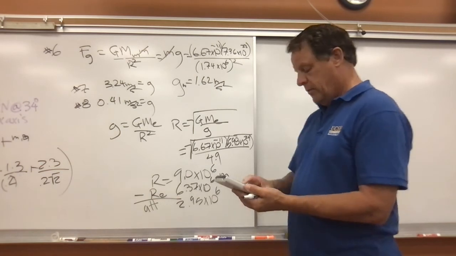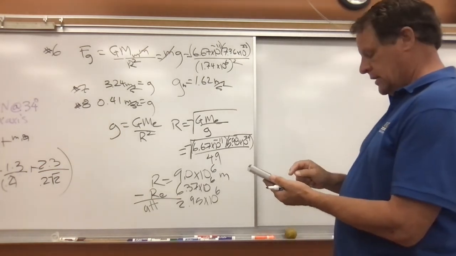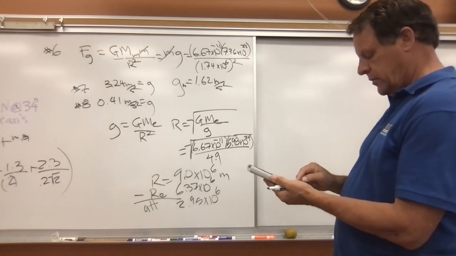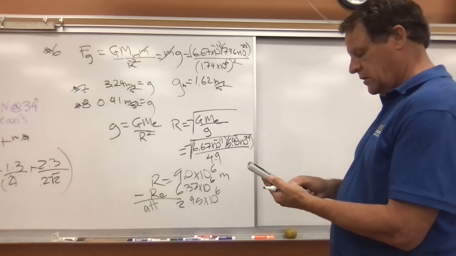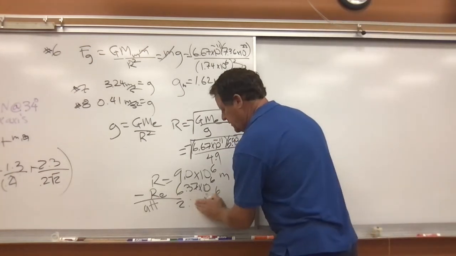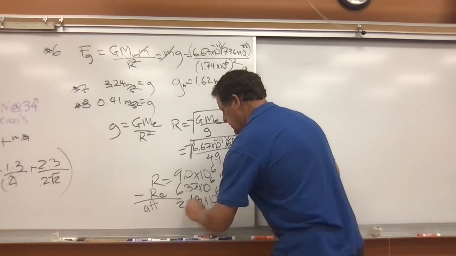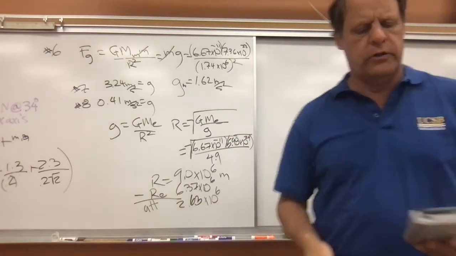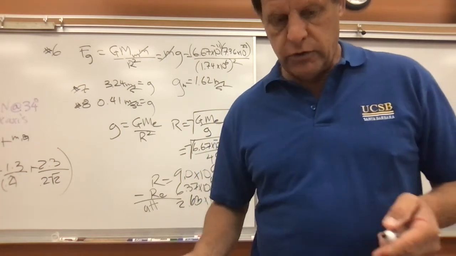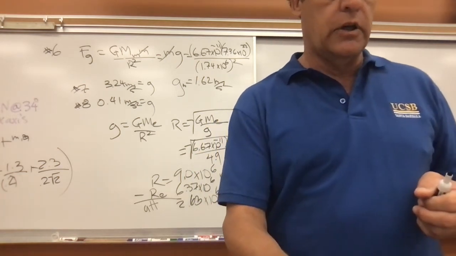So I just want to double check this. 9 minus 6.37 is 2.63, not 2.95. I'm not sure where that number came from. Obviously, I was just plugging it in incorrectly.